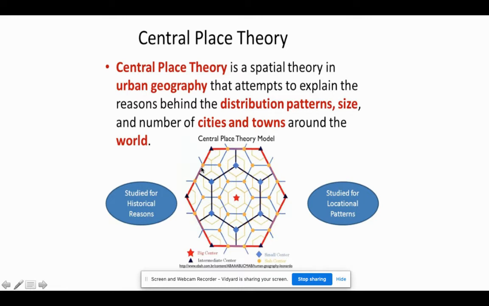And this helps to explain the distribution patterns of where cities are located, as well as the size of them. Typically, you don't see really, really large cities very close together. Think about North Carolina. The two largest cities in North Carolina, Charlotte and Raleigh, are located about 2.5 to 3 hours apart from each other. The central place theory helps to explain that.